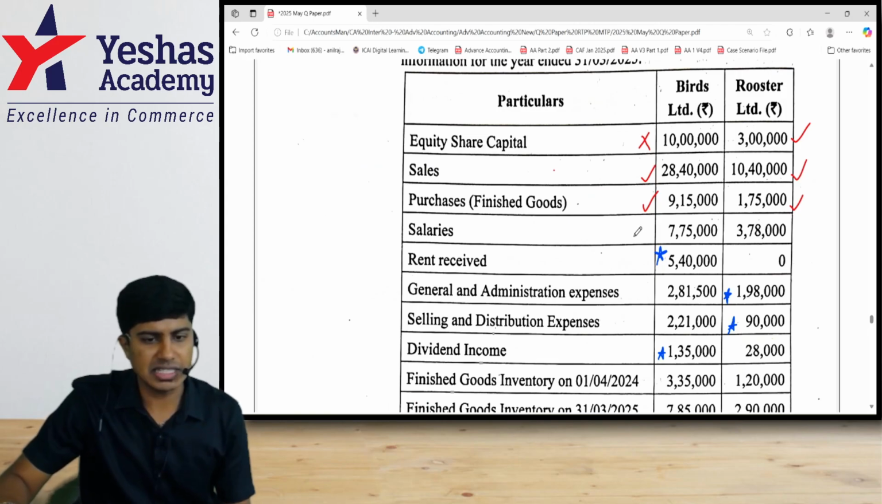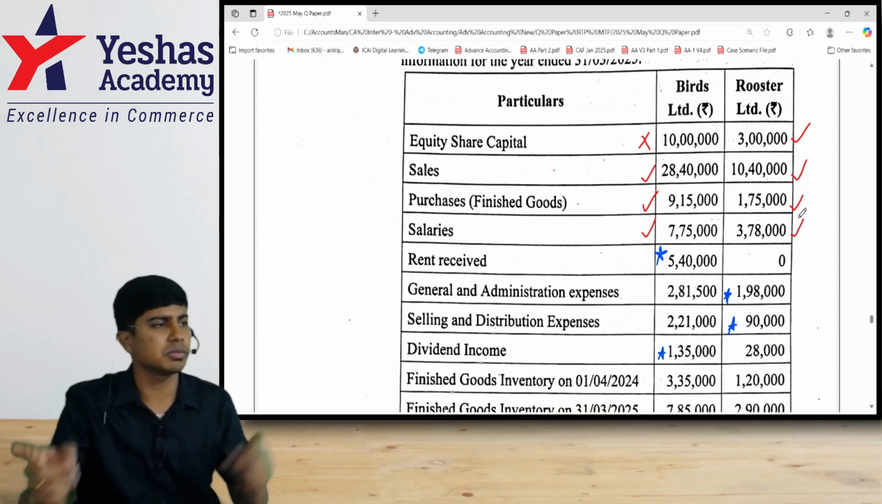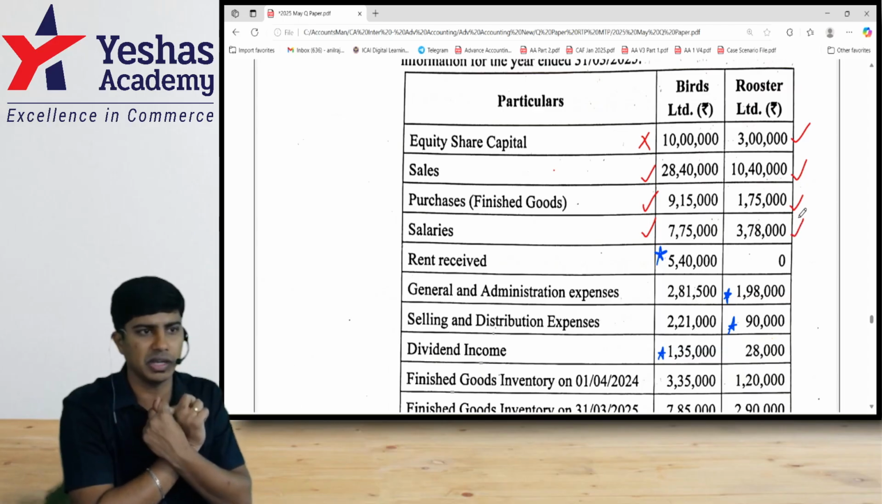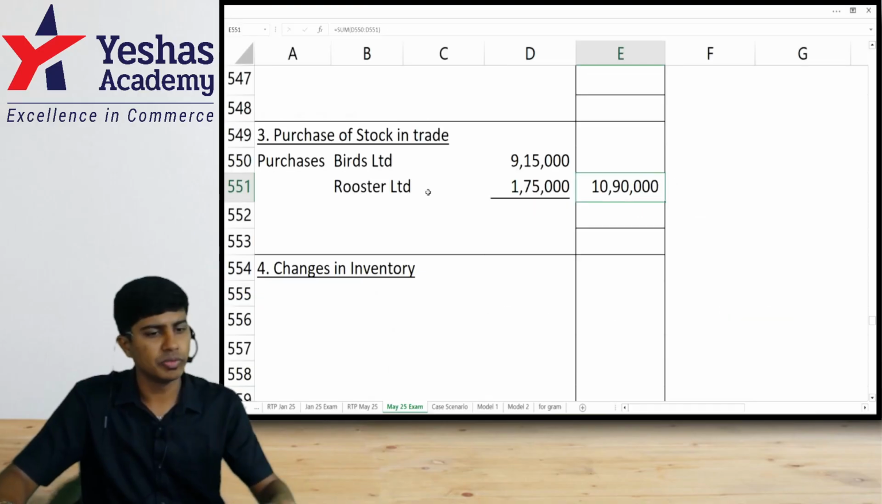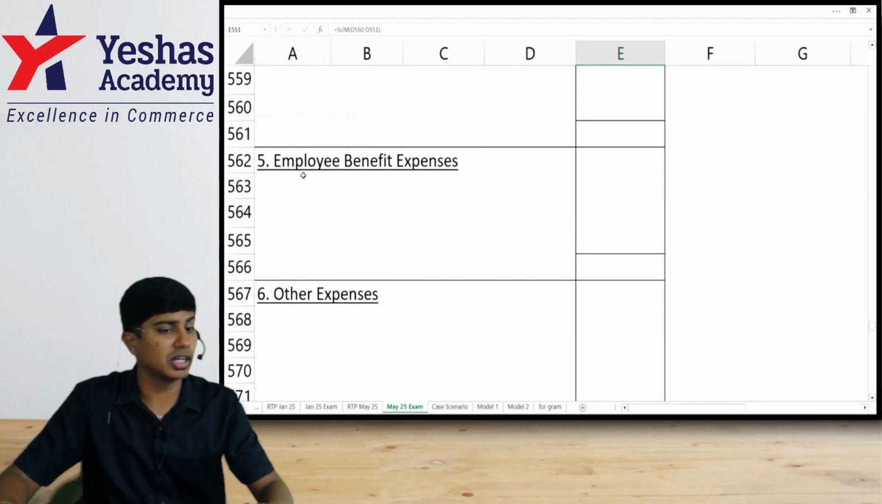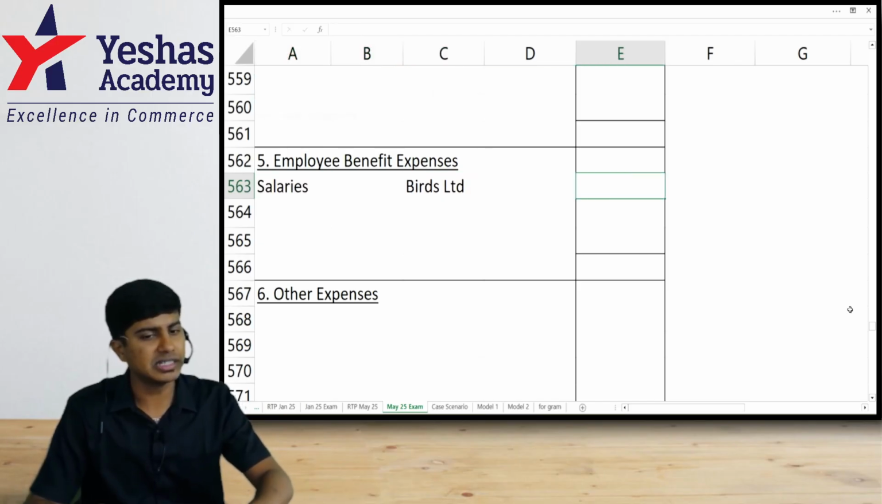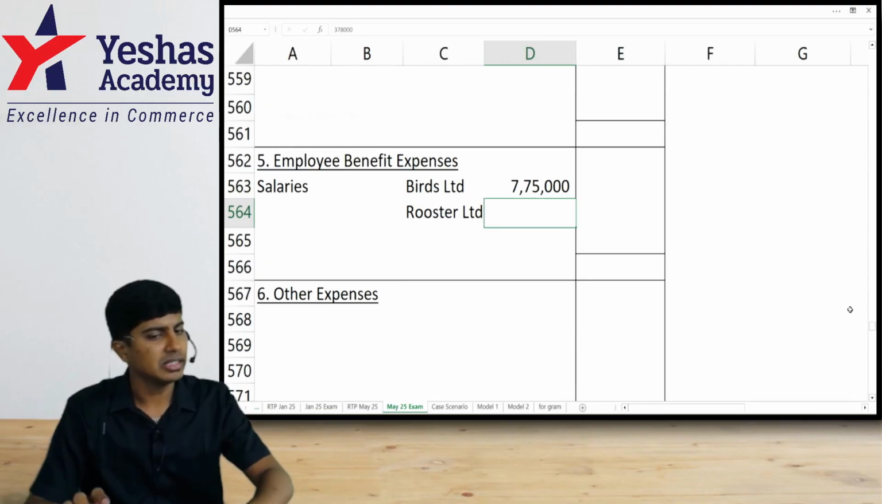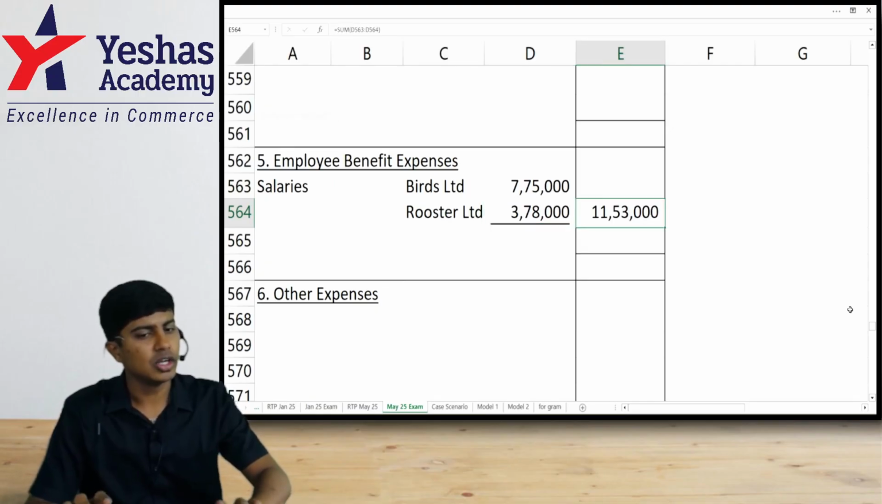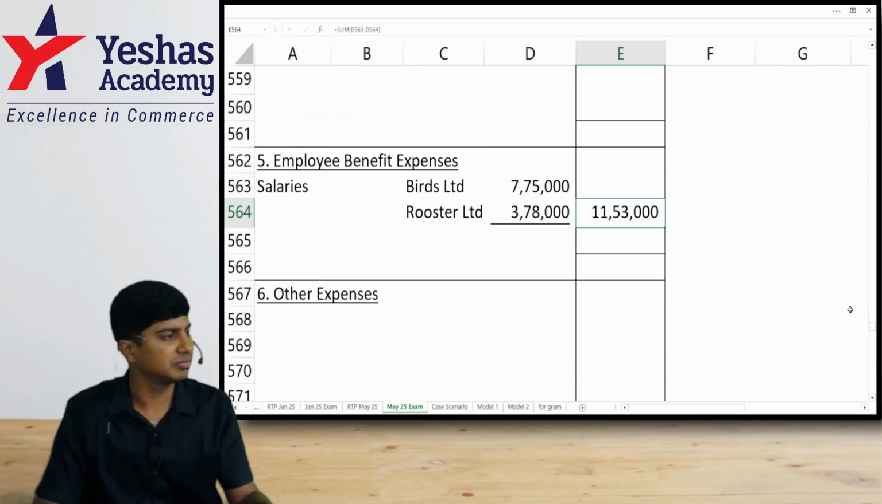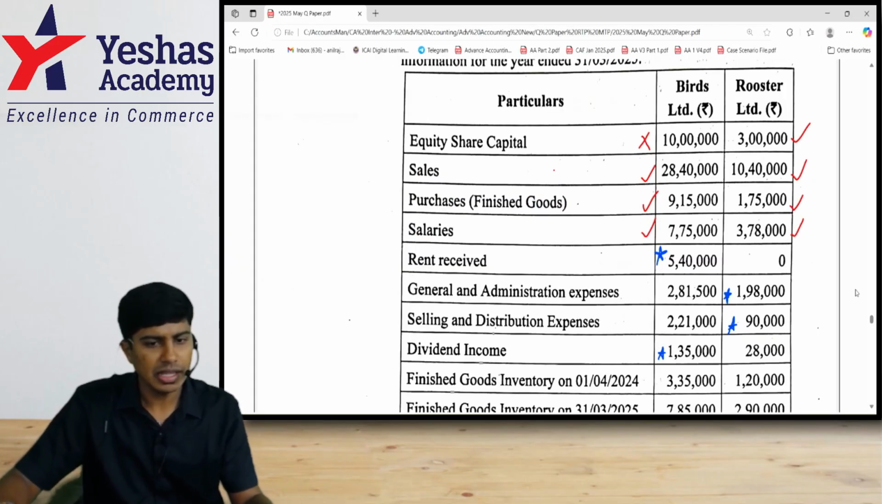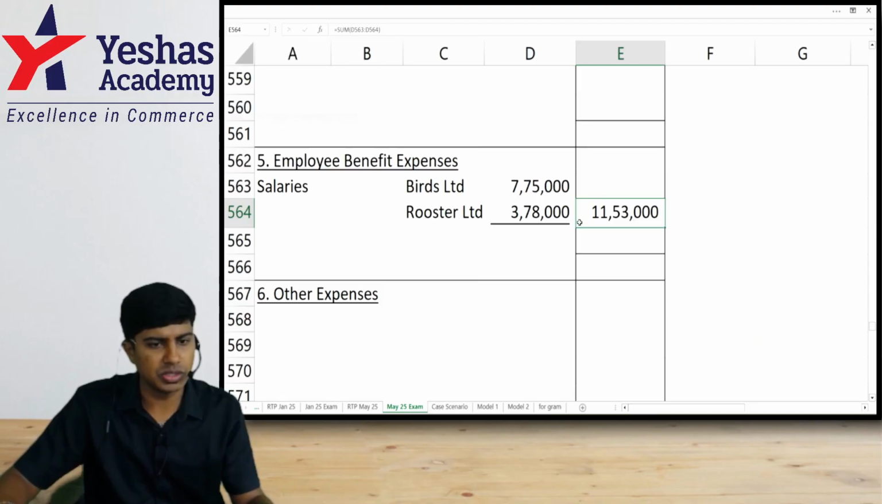Then we have next salaries. Salaries will come in employee benefit expenses of both the entities put together. I'll write it in my consolidated PL. There are no adjustments also. So I would write another column, other notes to accounts, called employee benefit expenses. Salaries, that of Birds Limited is 7 lakh 75. That of Rooster 3 lakh 78. Together 11 lakh 53. Is that right? Then, okay, I've written the amounts correctly.